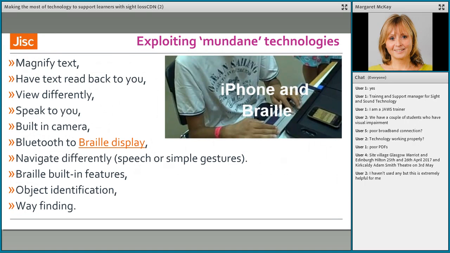So if we think about the mundane technologies, we've already talked about this, but they allow you to magnify text, to have text read back to you, to speak to you, to use the built-in camera, to Bluetooth to a display as we can see in the image, to navigate differently using gestures or swipes or keyboards. There are so many really useful features in the technology that many learners use every day.